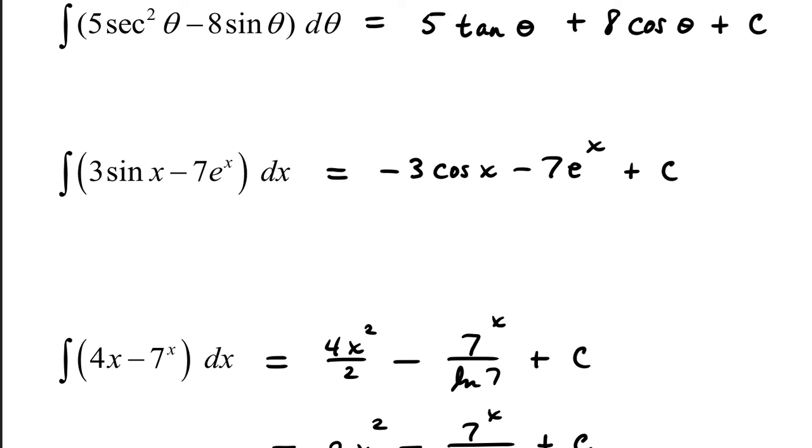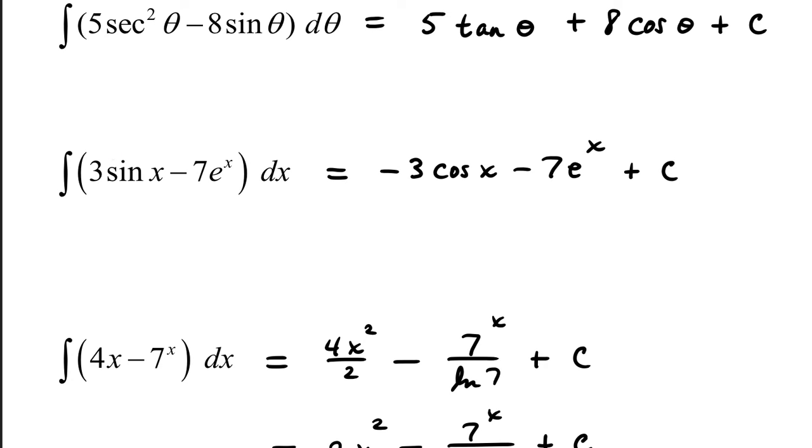The second example, the antiderivative of secant squared theta is tangent theta. The coefficient 5 hangs on, so the antiderivative is 5 tangent theta. Minus 8 sine theta has an antiderivative of positive, notice the sign change, cosine theta plus c.